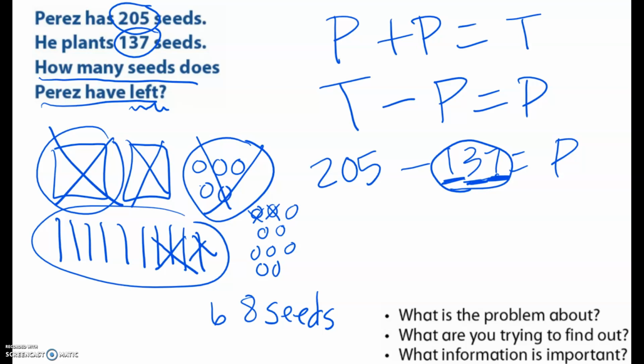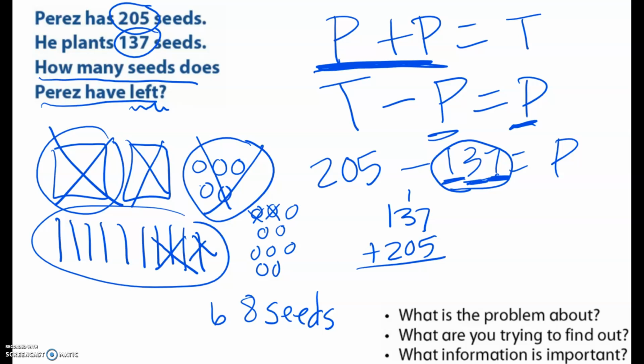The easiest way to check to see if our answer is right is to take our two parts and add them together like in an addition problem. And then that will help me figure out if I got my total. So I take 137 plus 205, make sure I line up the ones, add them, regroup my 10 with the tens, and I got 342. So I've done something wrong here.